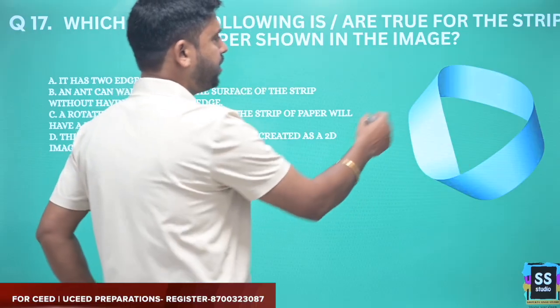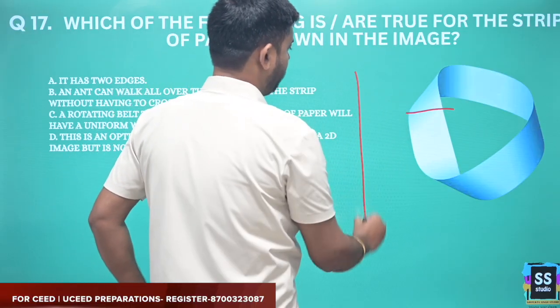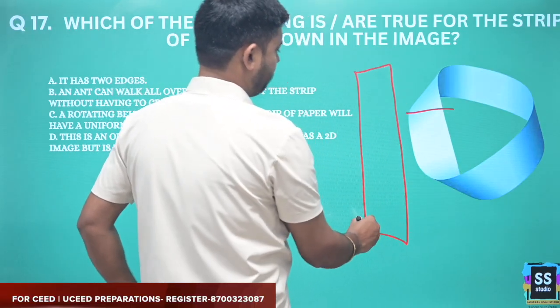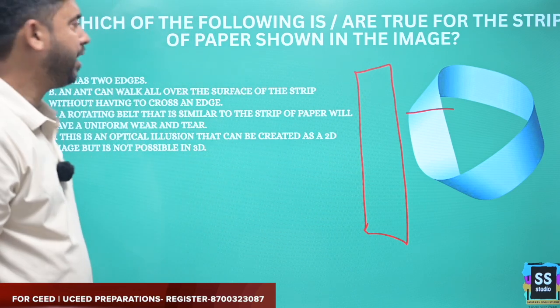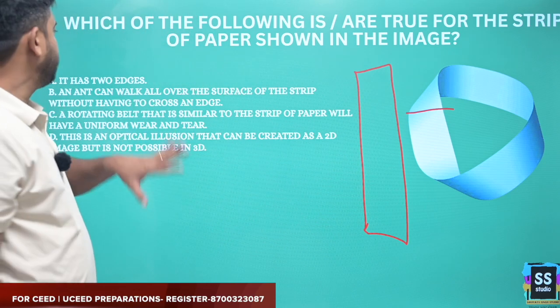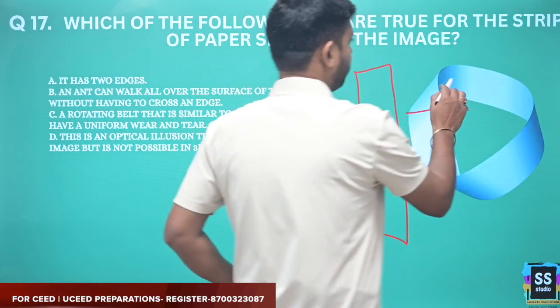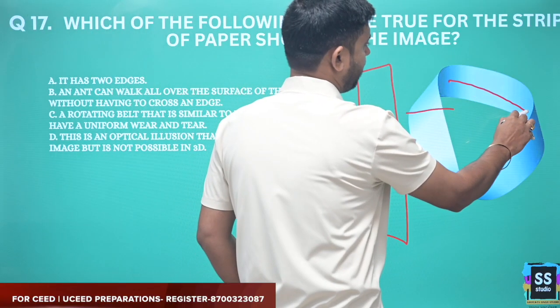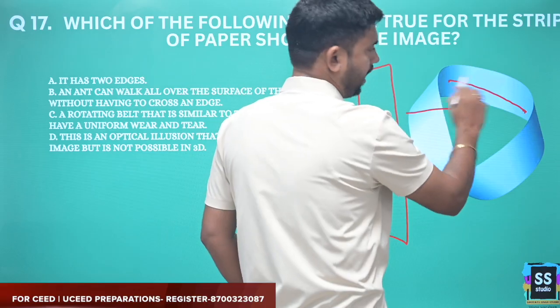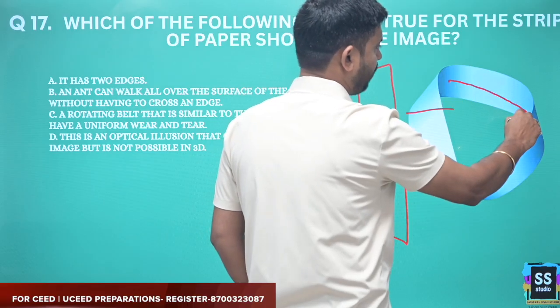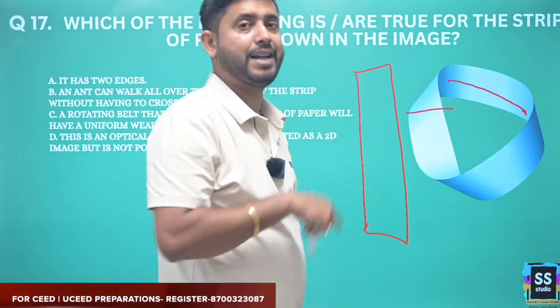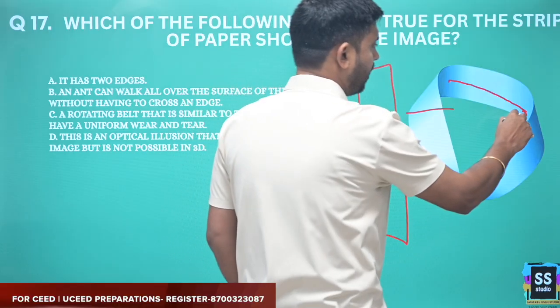If you cut this piece of paper from here and make it like this, it's as simple as that. The first option says it has 2 edges. So let's say it starts from here, and internally if we are roaming around, this is one edge. Let's see if it is connected through one line only.